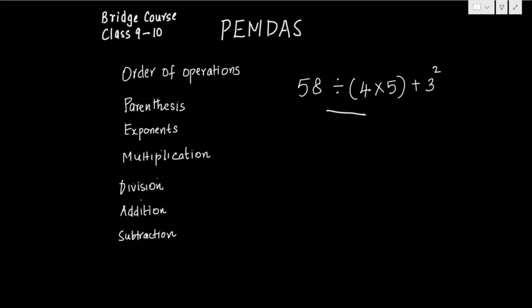In today's video, we will talk about PEMDAS. Let us take this expression here: 58 divided by (4 times 5) plus 3 square. So, you have so many operators here. You have division, you have multiplication, and you have addition. Do you know which one to start first and which order to go?